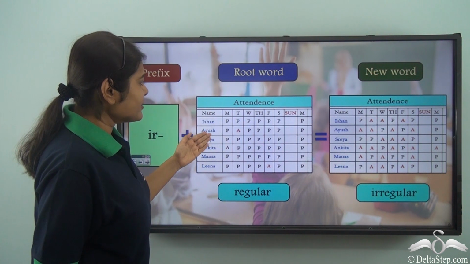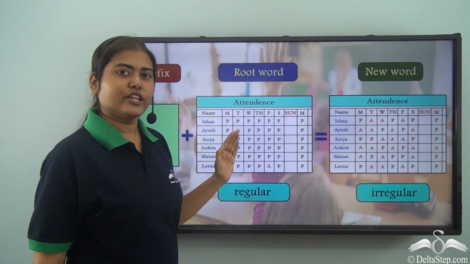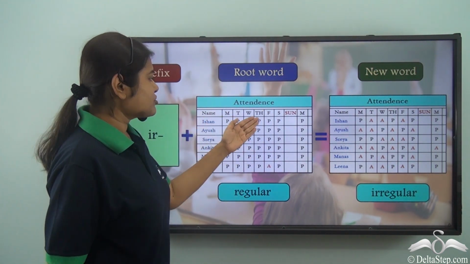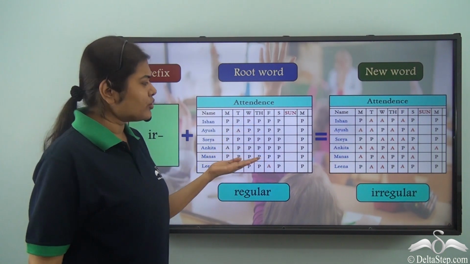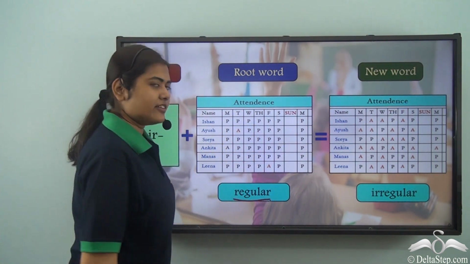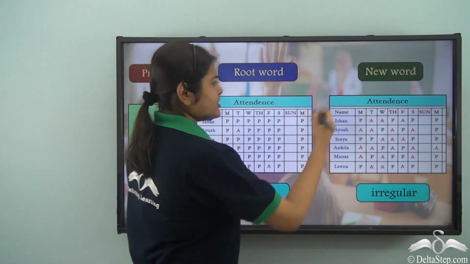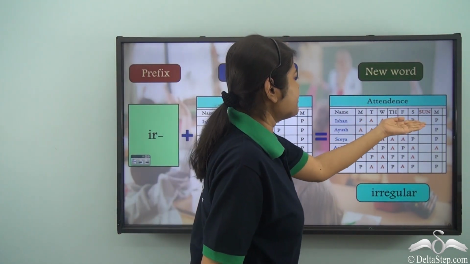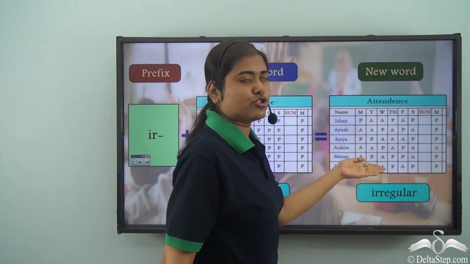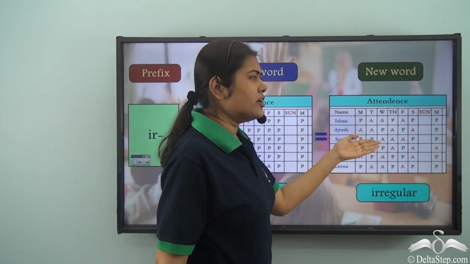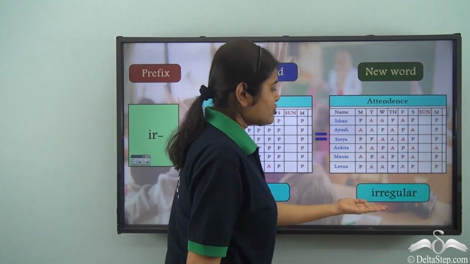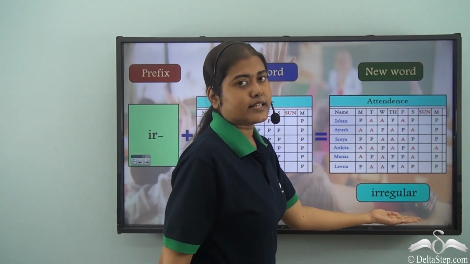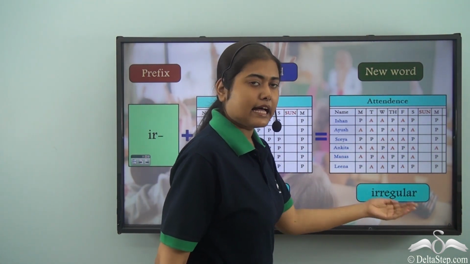Now here you can see the attendance sheet. Now you can see all the students are more or less present, so they are quite regular, as we can see. And in this sheet we have people who have been present, absent, absent, present. So the sheet is showing that the students are not very regular. So what are they called? They are said to be irregular in classes.